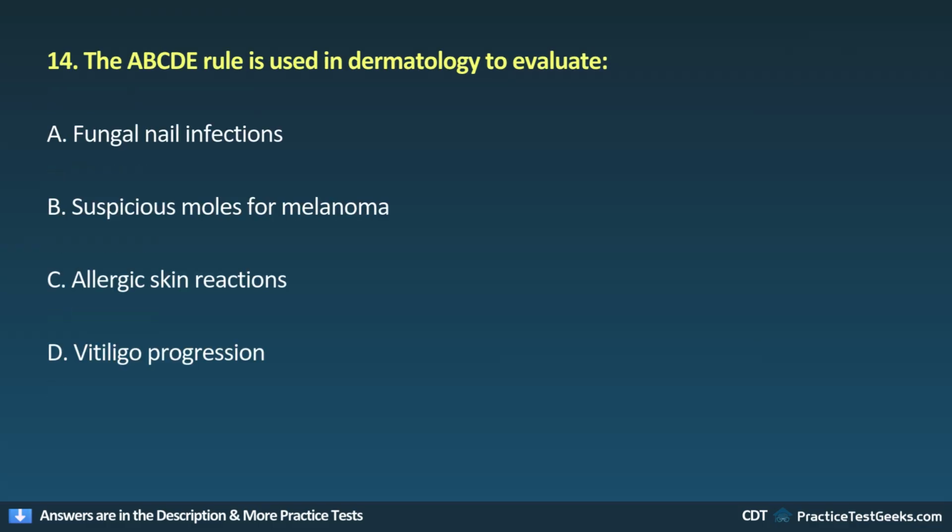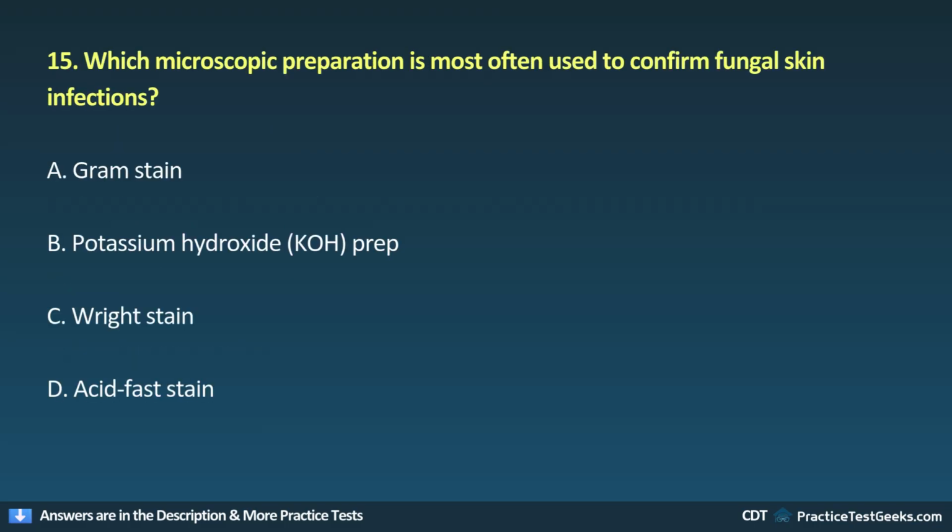14. The ABCDE rule is used in dermatology to evaluate A. Fungal nail infections. B. Suspicious moles for melanoma. C. Allergic skin reactions. D. Vitiligo progression.